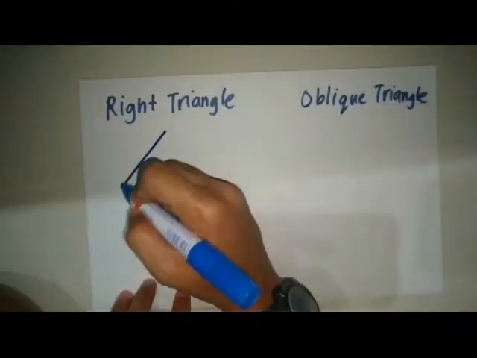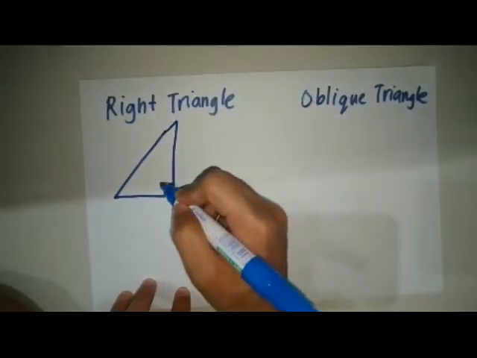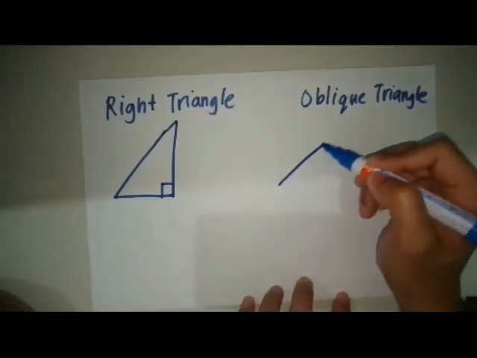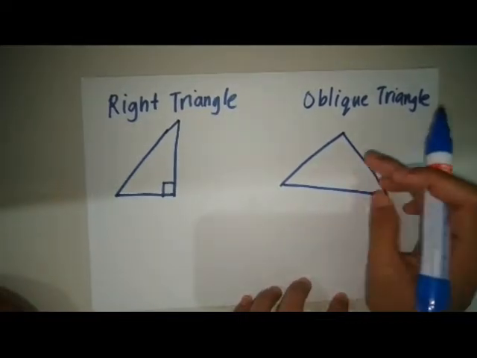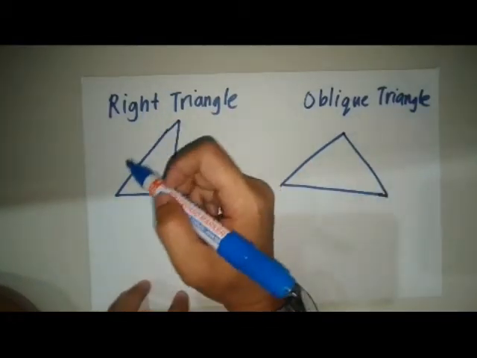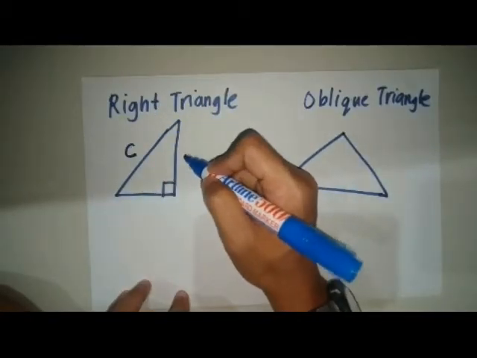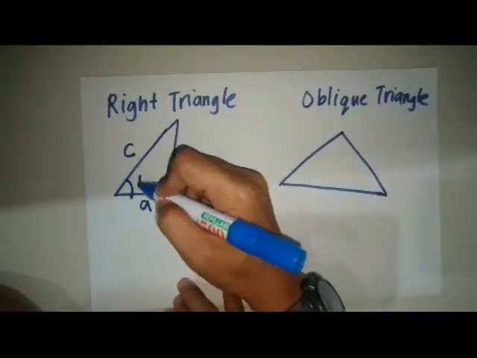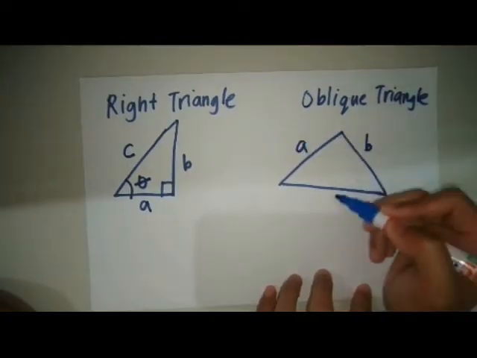So, for example, we have here a right triangle in which meron tayong isang angle na 90 degrees and meron din tayong oblique in which wala tayong angle na 90 degrees. So, itong mga side na to, you have A, let's say, C. Say C, you have this B, and this is A. You have the angle. Here you have A, B, and C.